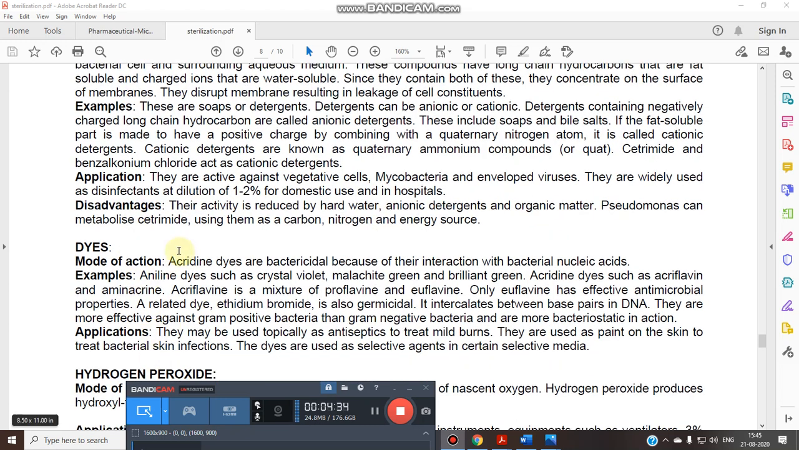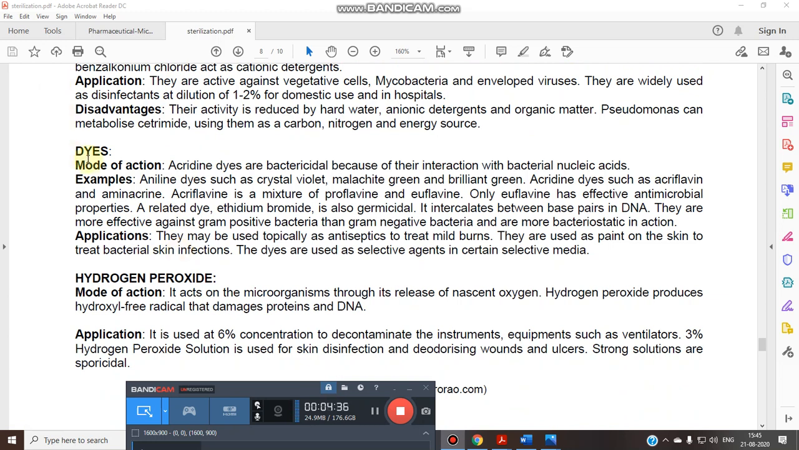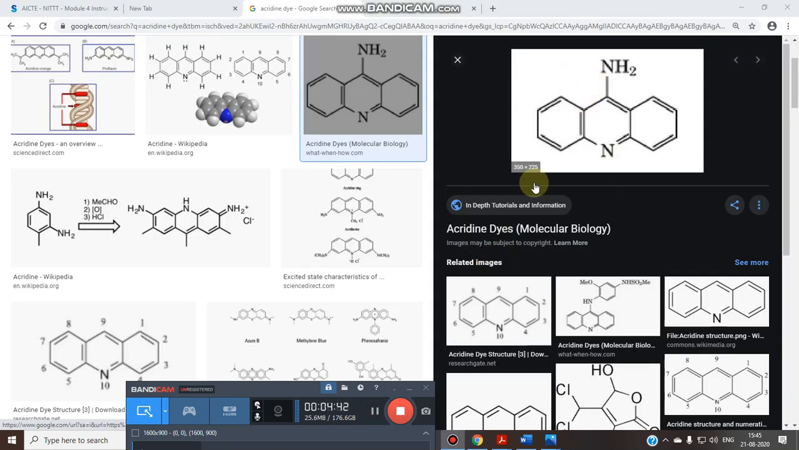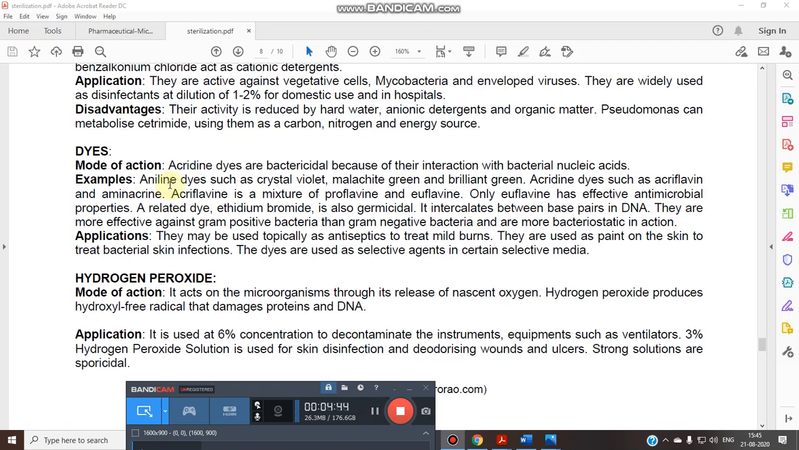Next are the dyes. We use various types of dyes, like acridine dye, which has a bactericidal action. This is the structure of the acridine dye. Other examples of dyes include aniline dyes, such as crystal violet, malachite green, brilliant green. These dyes are widely used as sterilizing agents also. And where are they used? In application, they may be used topically as an antiseptic for the treatment of mild burns.